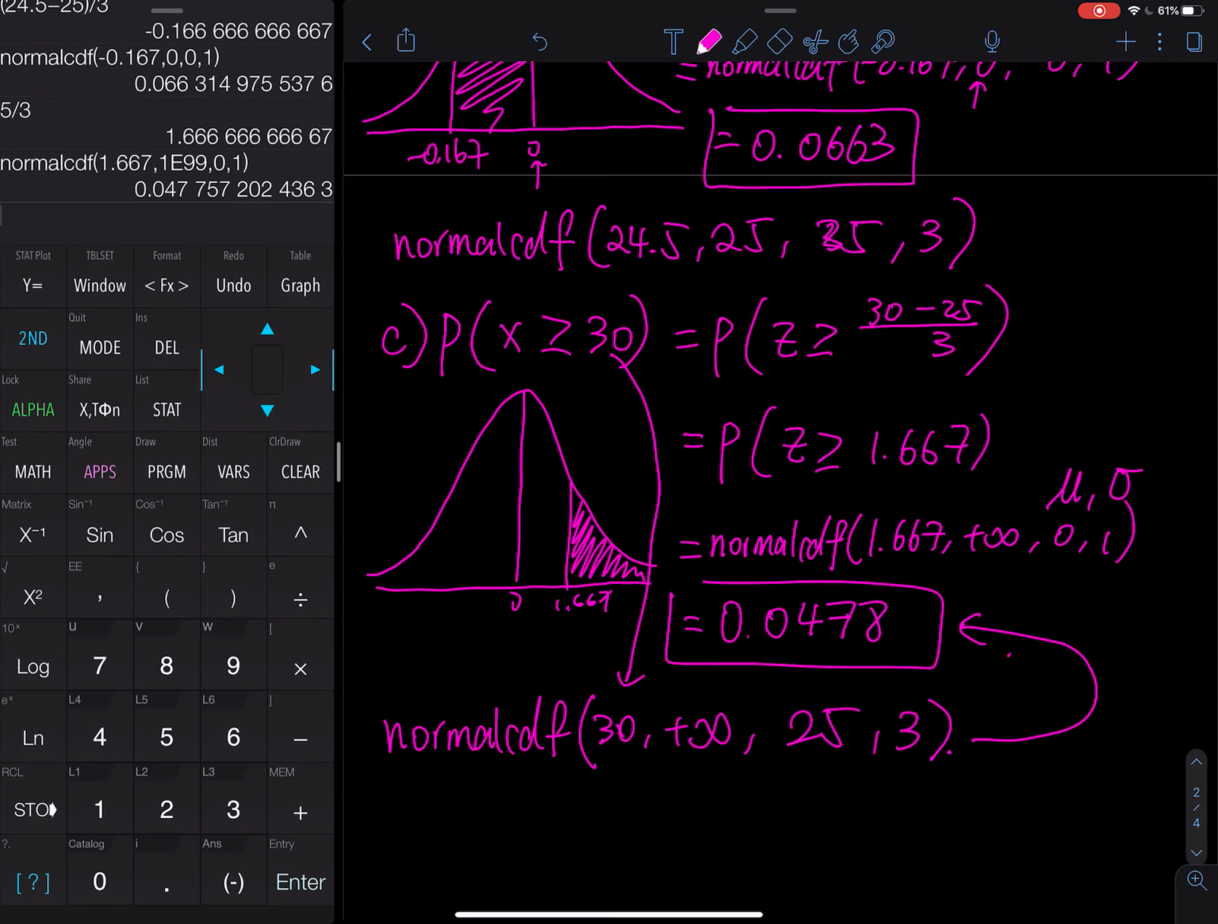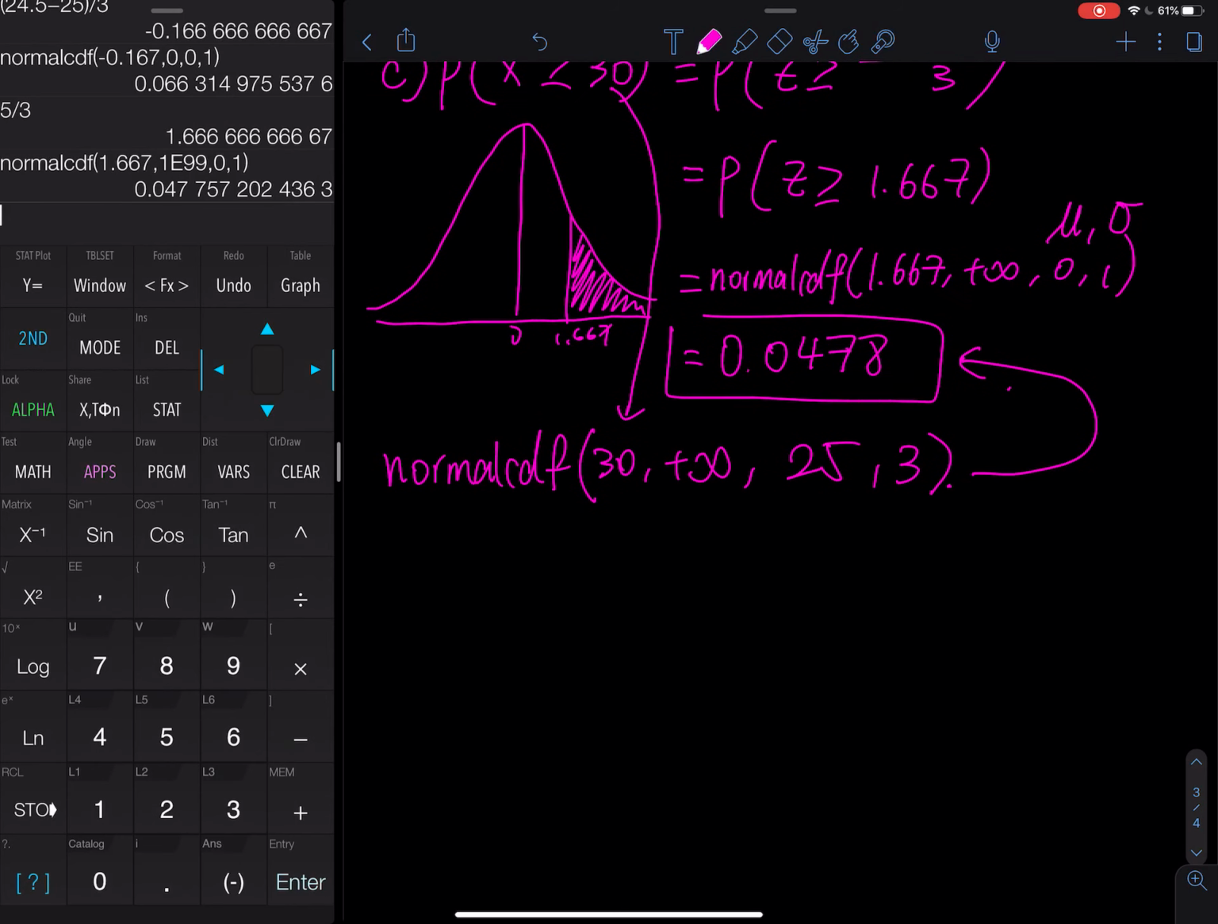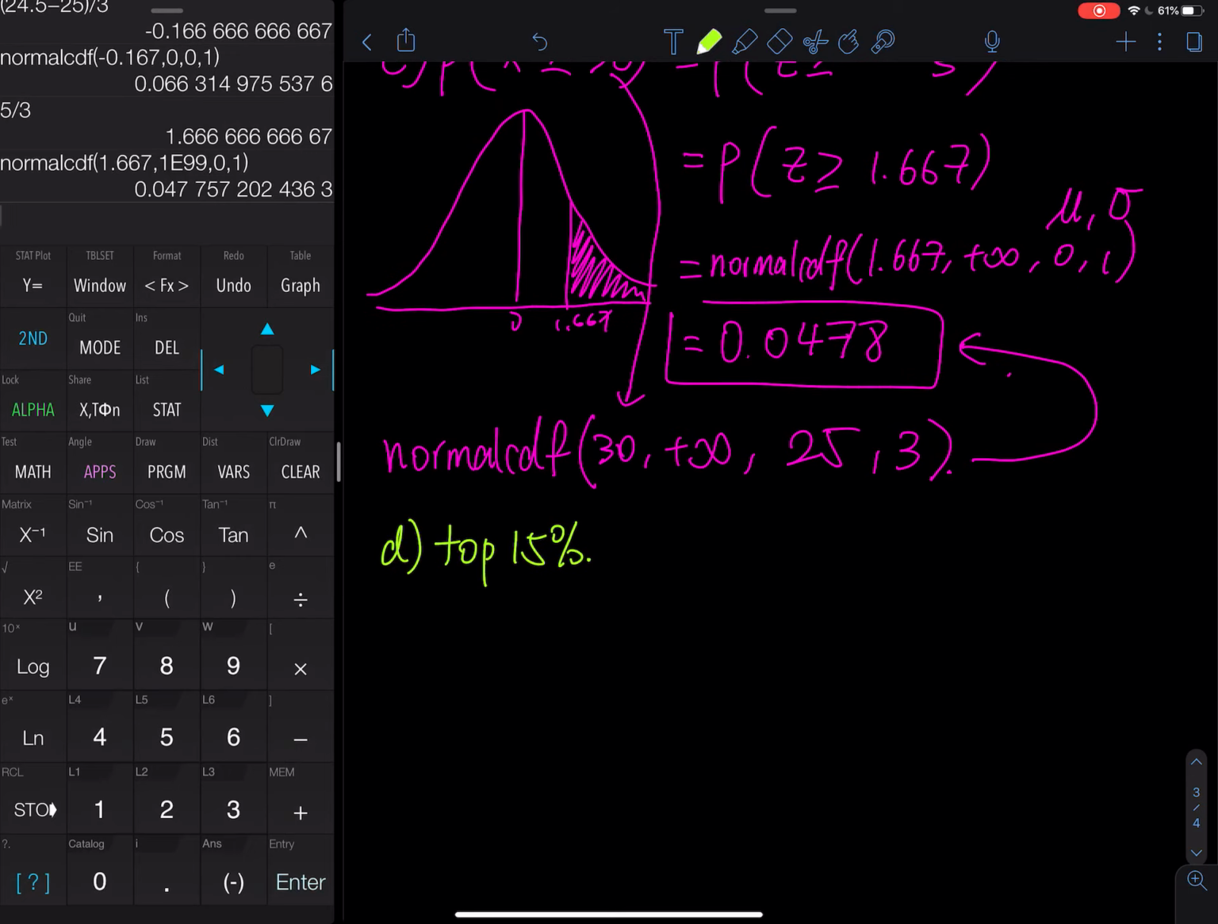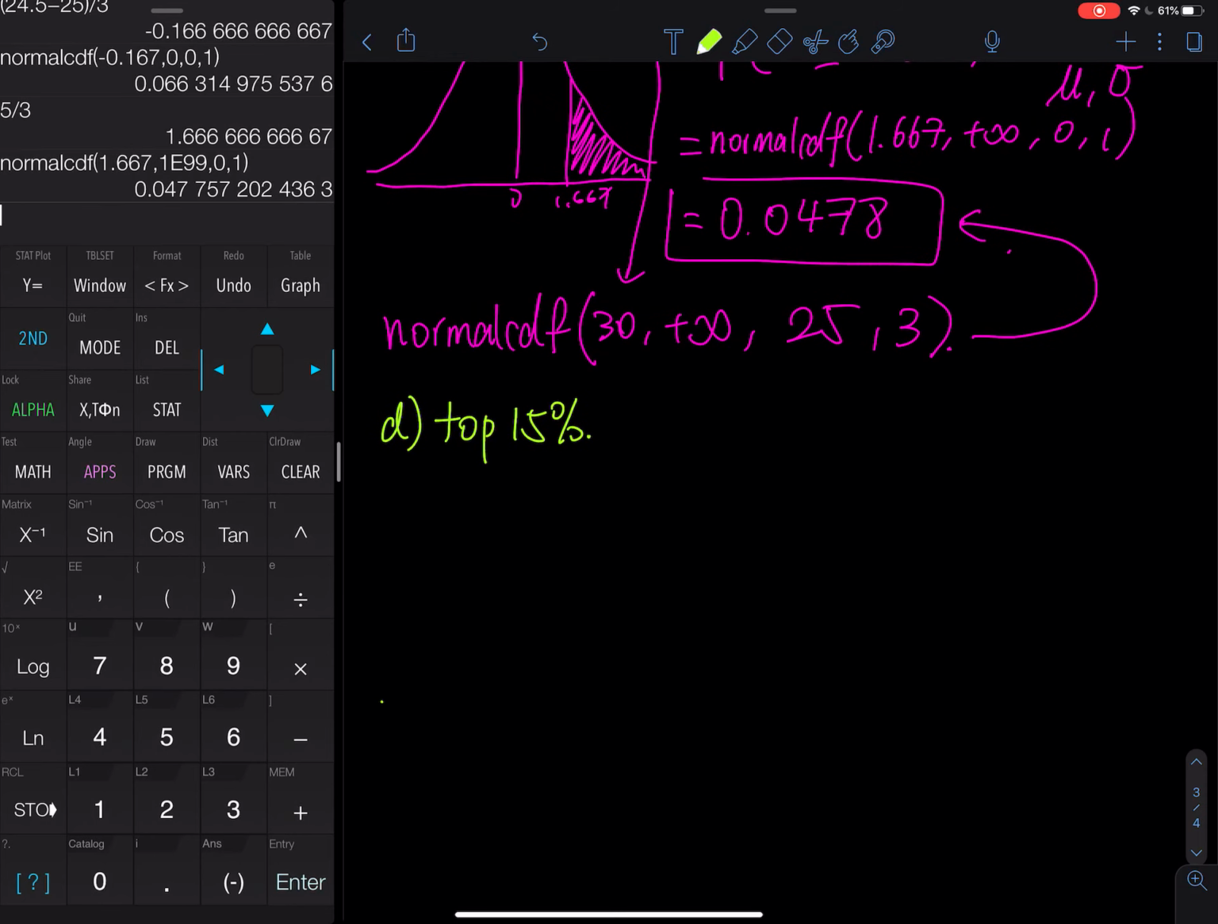The next one is the minimum weight to be in the top 15%. So let's switch color for that. This one requires you to do inverse normal distribution. So what is top 15%? First, we draw a bell curve, and then top 15% means we have the highest 15%. So 15% right there. First, you have to tell me what the Z is.